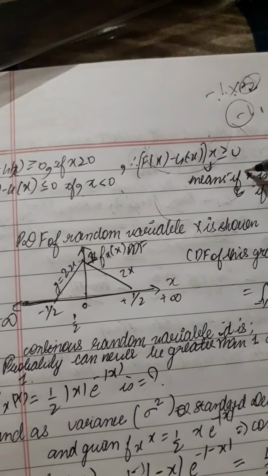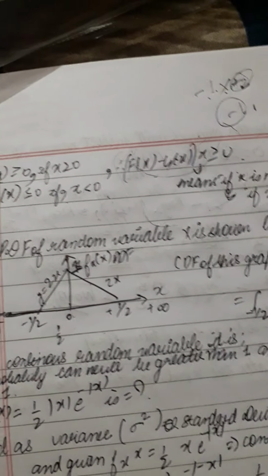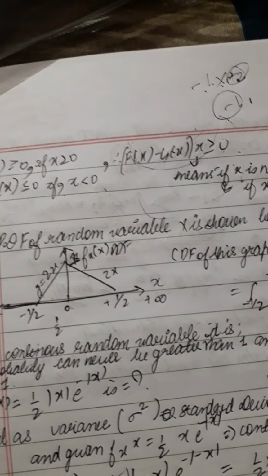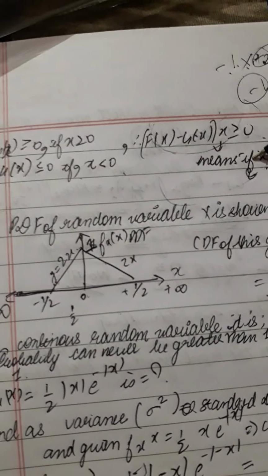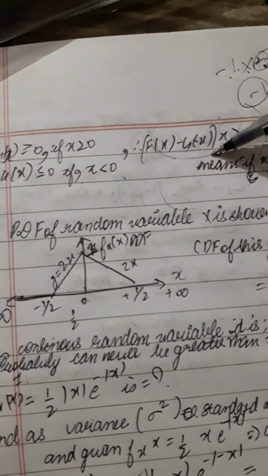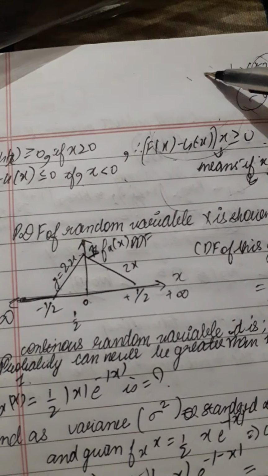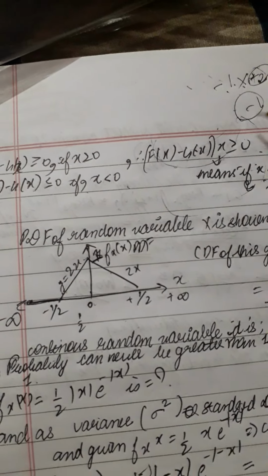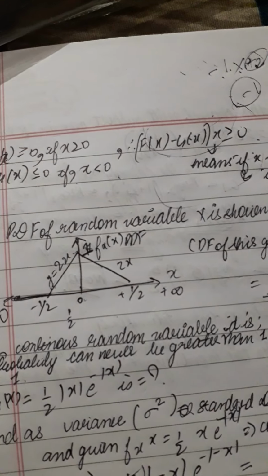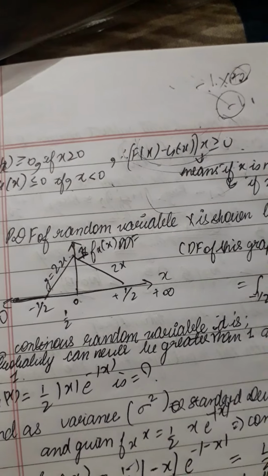And similarly, if we talk about the positive random variable x assuming a positive value, then 1 into 1, 1 into 2 will always be 2, so the value will always be greater than or equal to 0. So this equation perfectly suits.